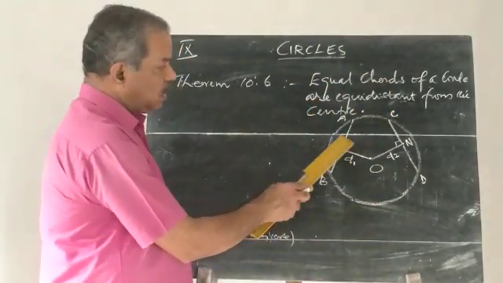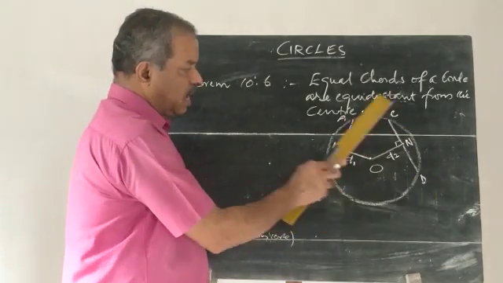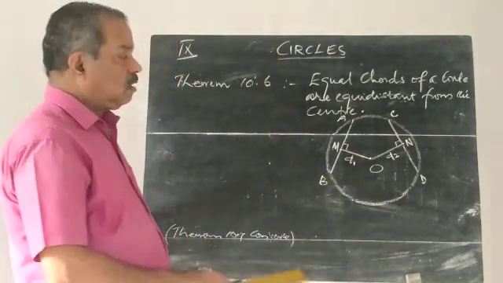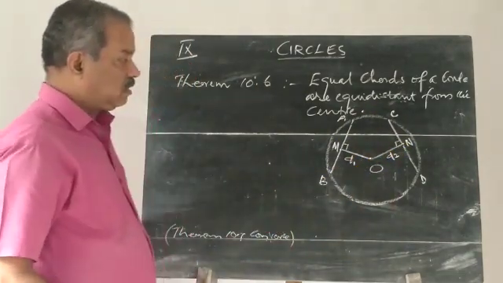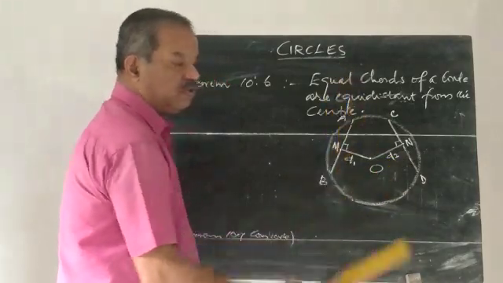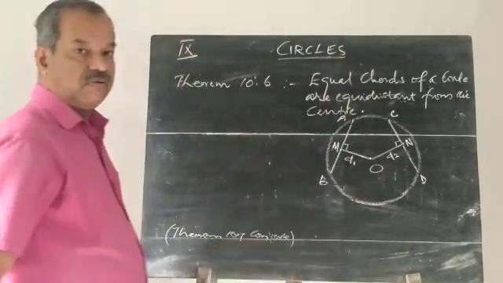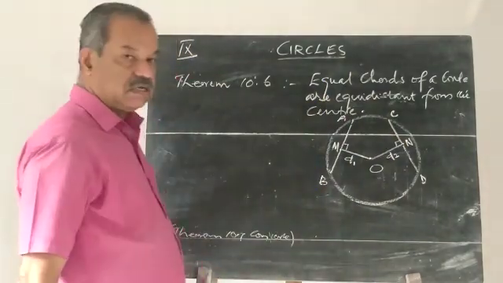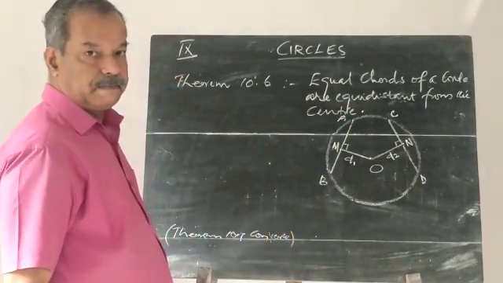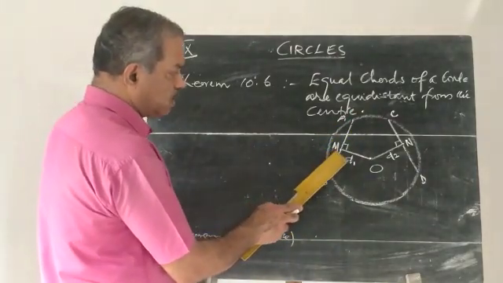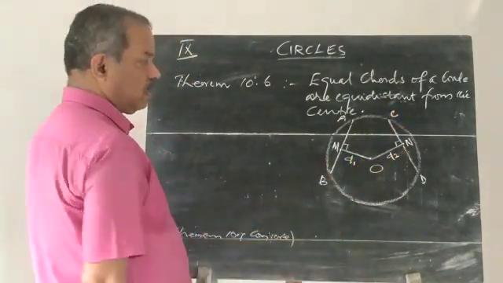That is, if chords AB and CD are equal in a circle, then they are equidistant, that is D1 equal to D2, same distance from the center. How can we prove this result? Given that AB equal to CD, we want to show that D1 equal to D2, or OM equal to ON.